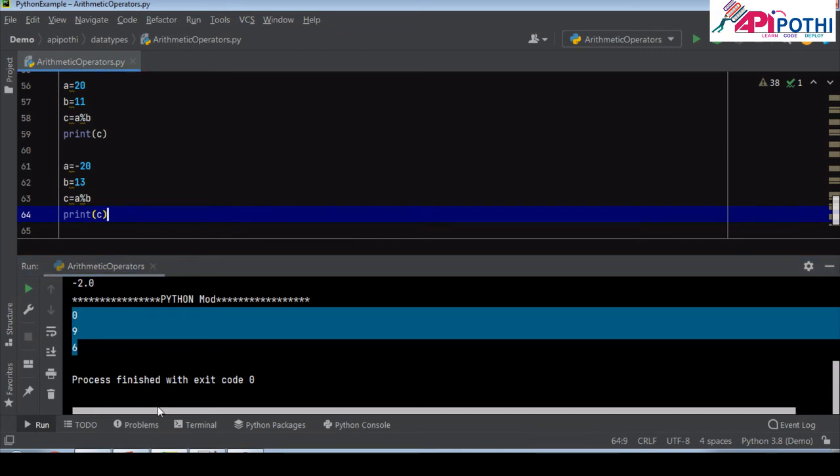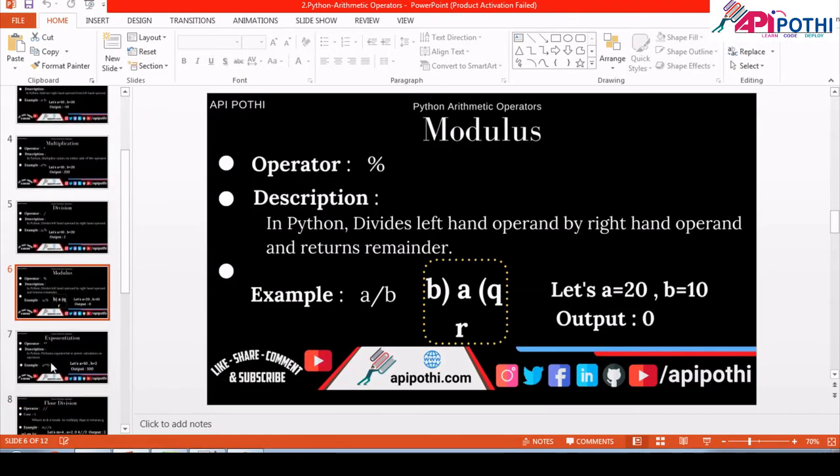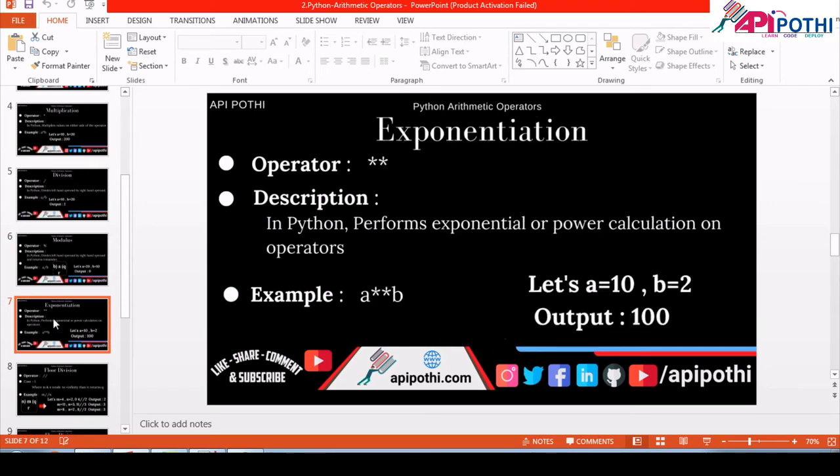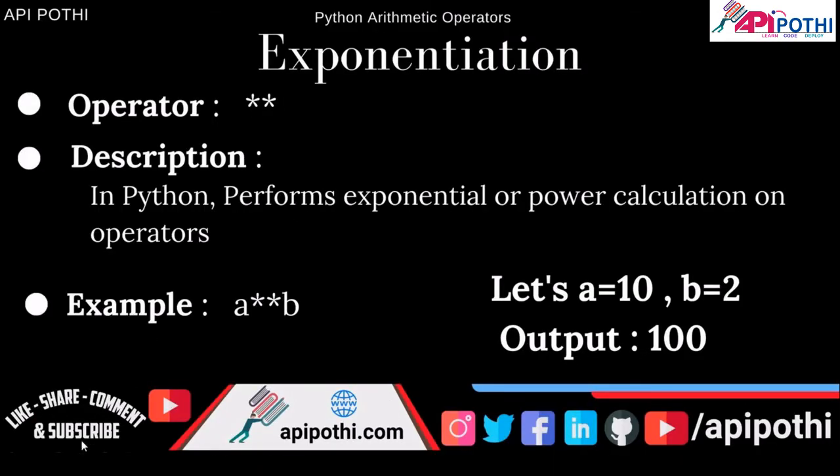Now coming to another one, the exponential. Exponential is also the same. In Python, it is denoted as a double star. A double star B means that A is multiplied B times. So A equal to 10 to the power 2 means 10 into 10.